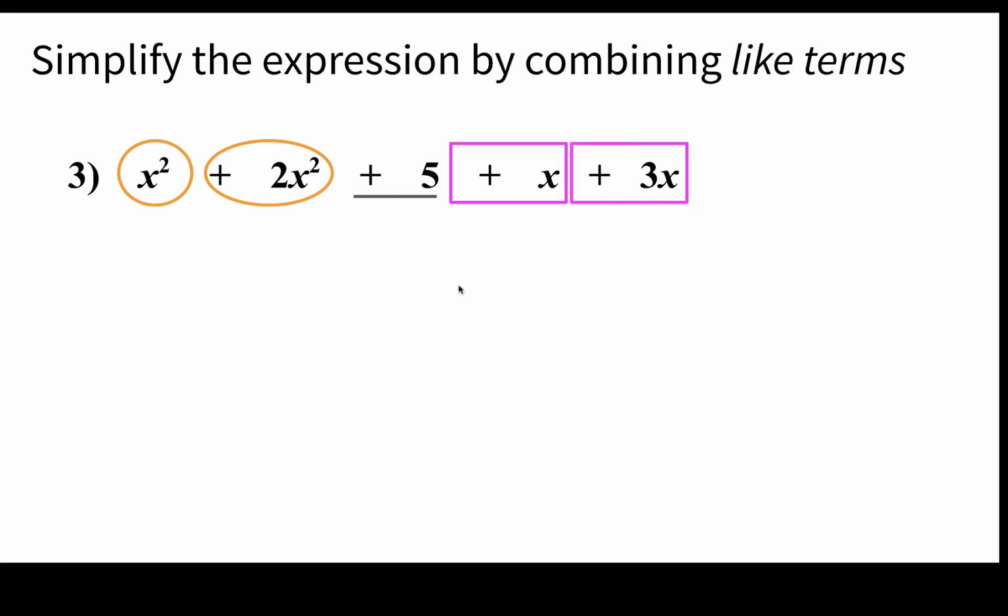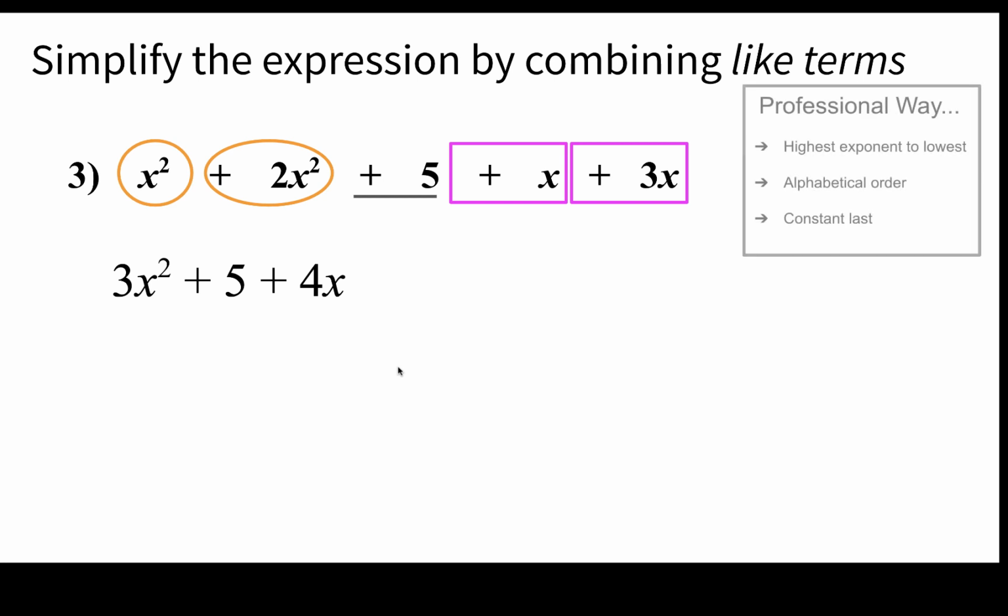Now let's go ahead and combine our like shapes here. We have x squared plus 2x squared. How many x squareds do I have? 3x squared, plus my constant, which is 5, plus I have 1x or x plus 3x. How many x's do I have? 4x. Now we want to write our final answer, and in the professional way.